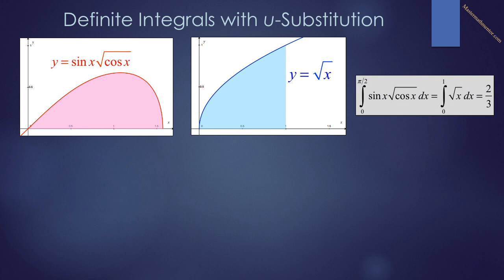And yet each has the same exact area. The integral from 0 to pi over 2 of sine x square root of cosine x dx is equal to the integral from 0 to 1 of the square root of x dx, and is equal to 2/3. You can check it on your calculator.